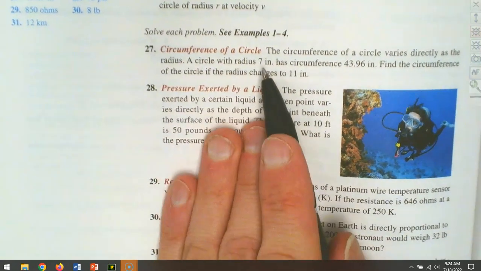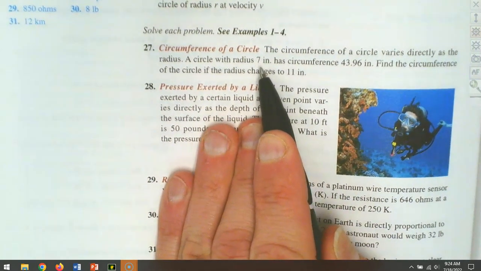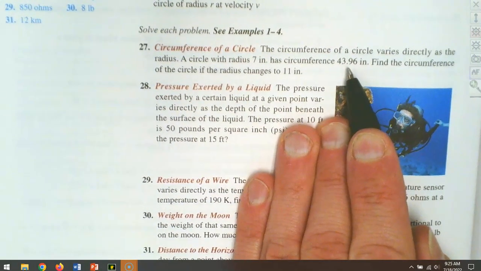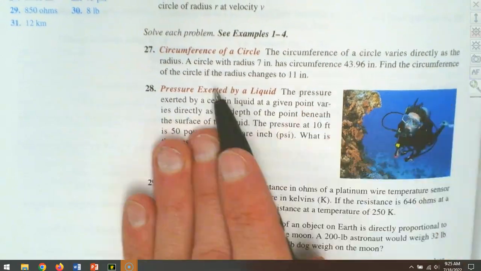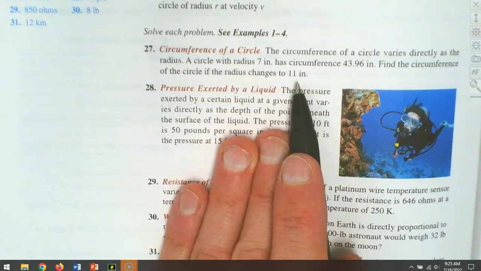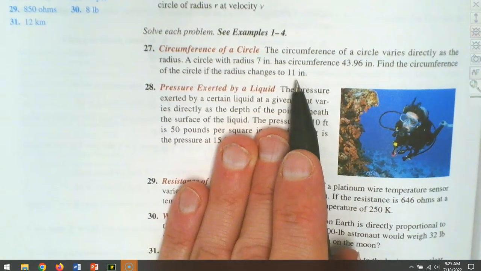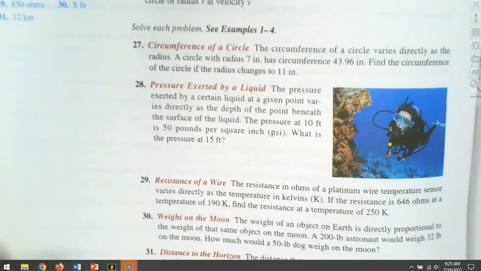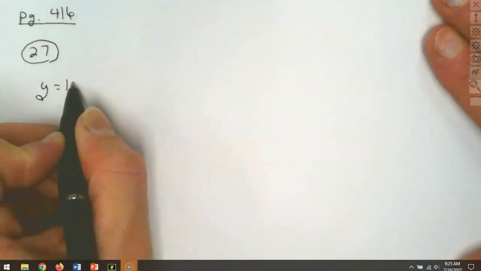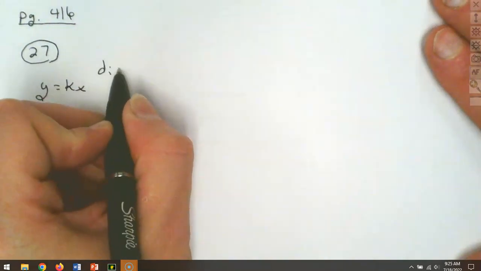A circle with a radius of 7 inches has a circumference of 43.96 inches. Find the circumference of a circle if the radius changes to 11 inches. So this is direct variation, and there is a formula that we use for direct variation. And this formula is actually on page 411, and this is y equals kx, and this is direct variation.